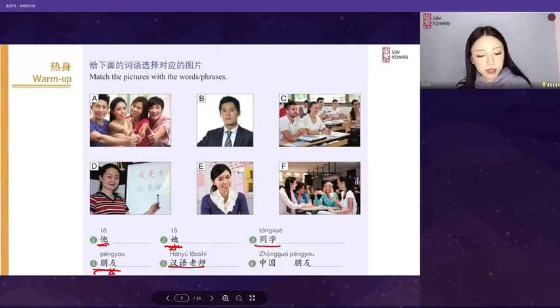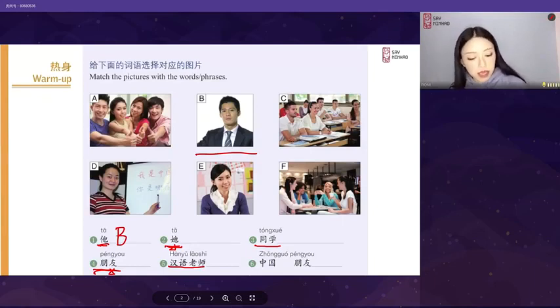Okay, time's up. Now, let's see. First one, 他. This one means he or just someone, without indicating any gender. So this one might be B, yes, B, because he is obviously a male. And actually, this 他 can only mean a single person. We are going to learn the plural version of 他 later, okay? So this one is B.